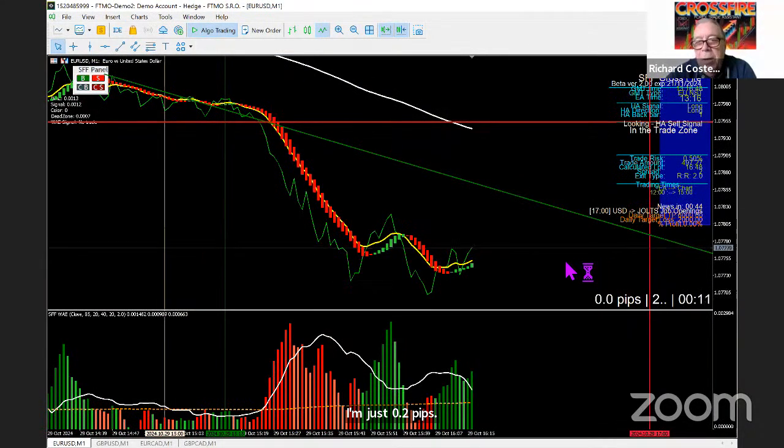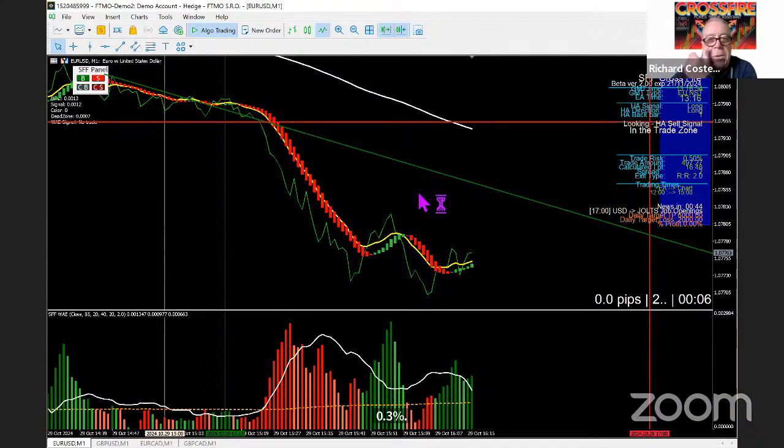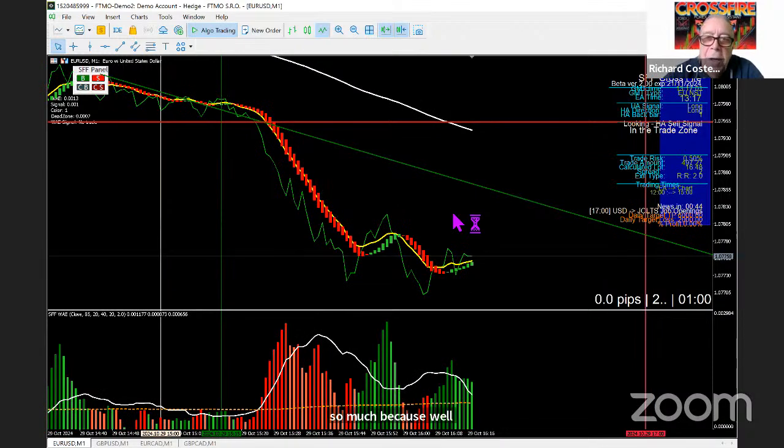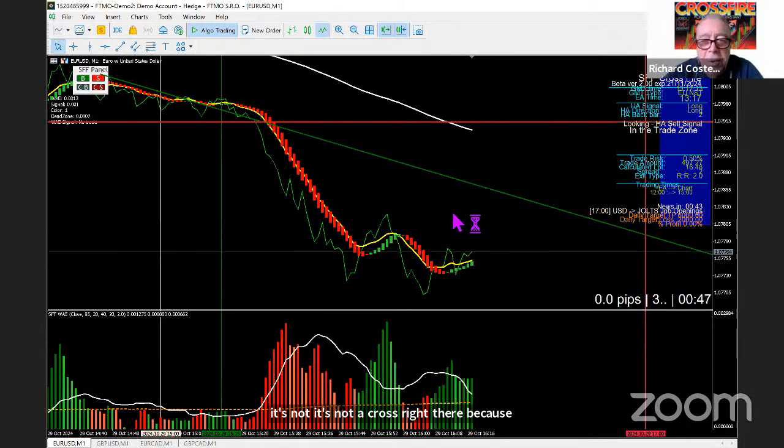0.2 pips. Now, that's one of the reasons, I guess, why Paul favours Euro US so much, because, well, I've always liked Euro US. That's why I've got it. I use it as a crossfire pair in the morning. It's not a crossfire pair because it's got nothing to do with the Asian market. It's to do with the US market.